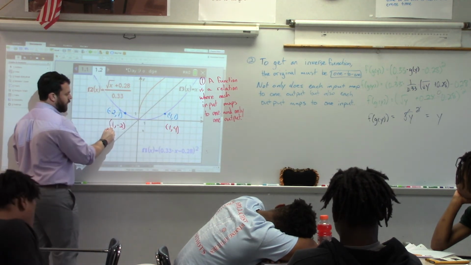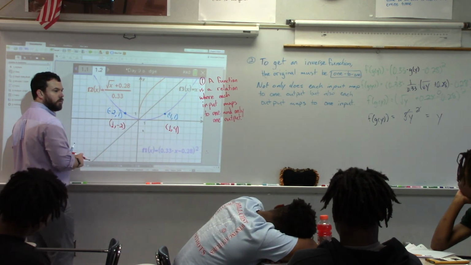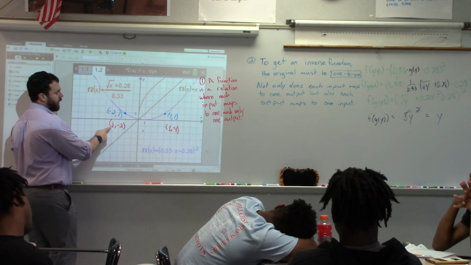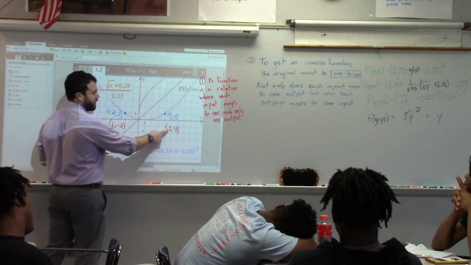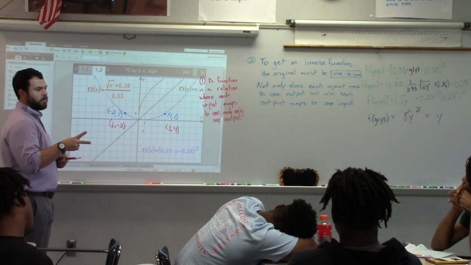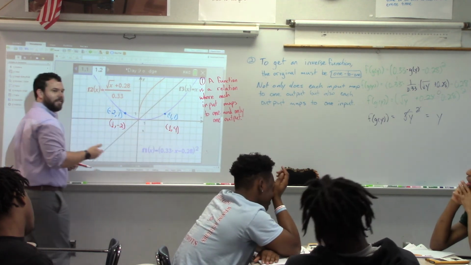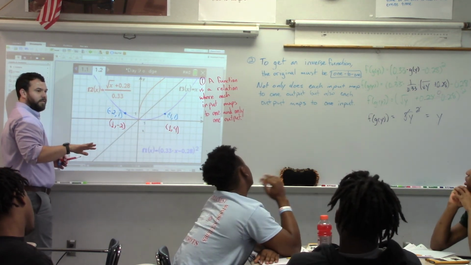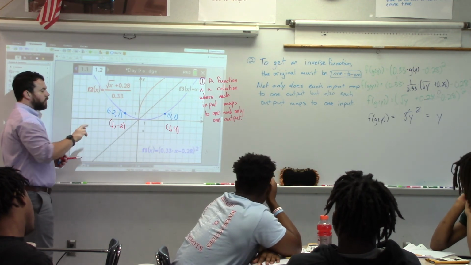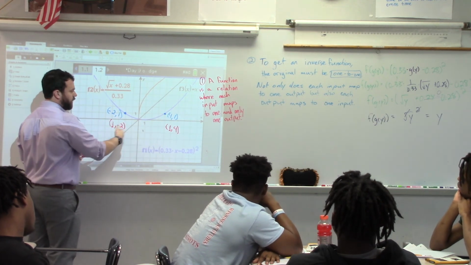notice this one, input of 1. How many outputs does it have? This input of 1 has an output of, and that same one has an output of, so how many outputs does it have? 2. Because it's 2 different numbers, right? We good with that idea? Yes. So once we get the inverse with those 2 points, it would no longer be a function.